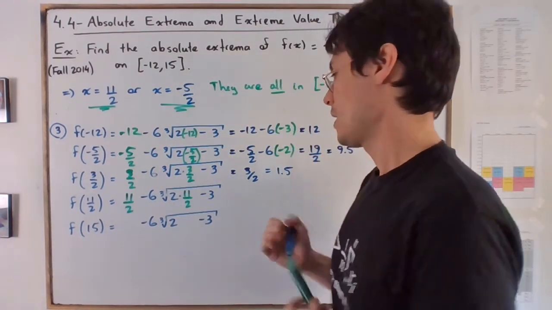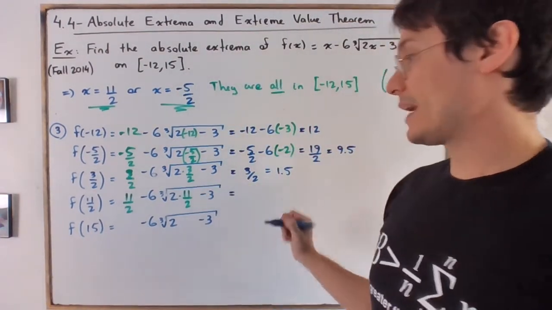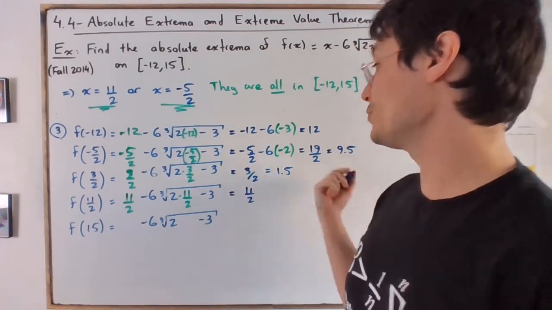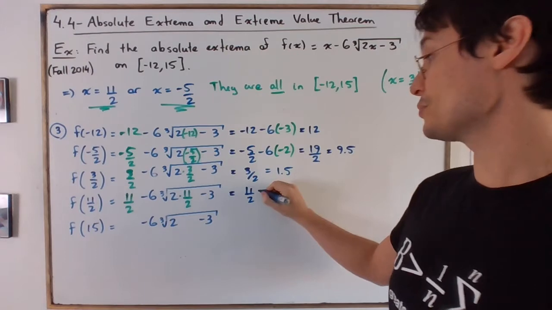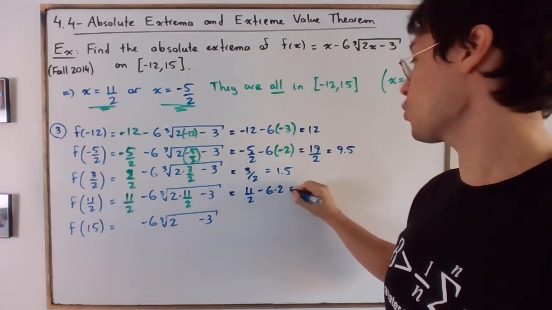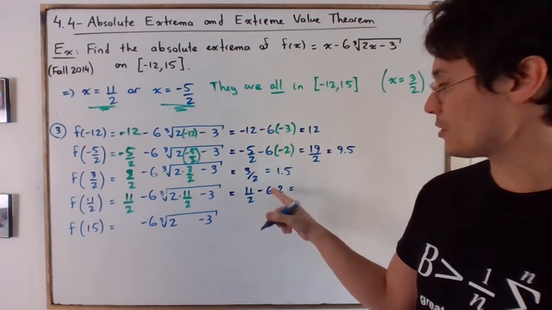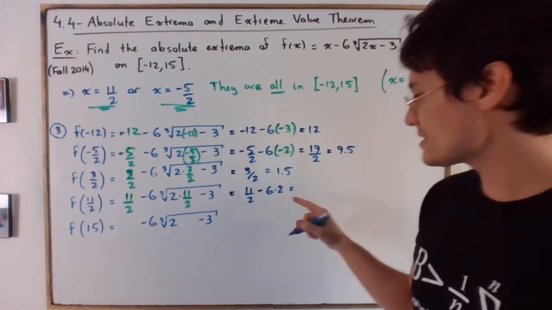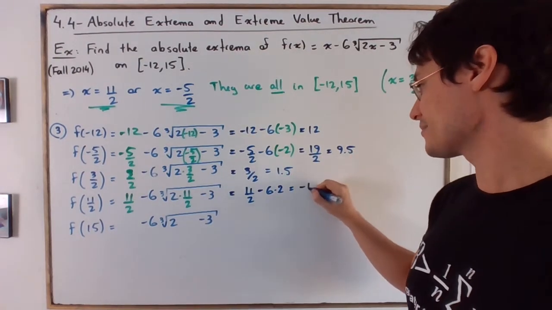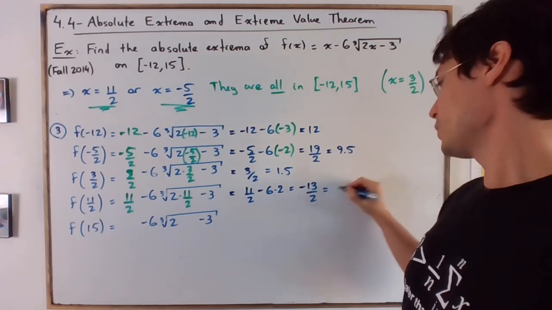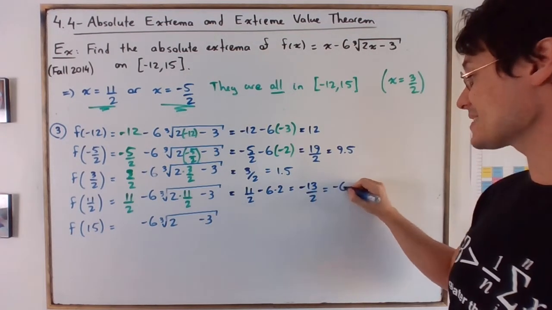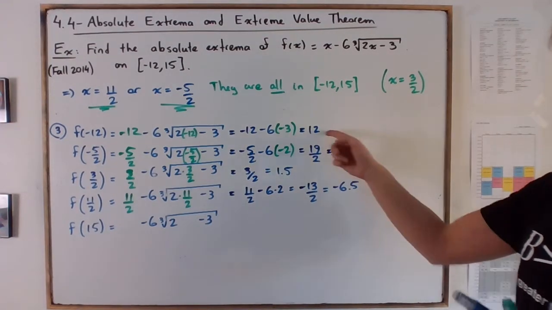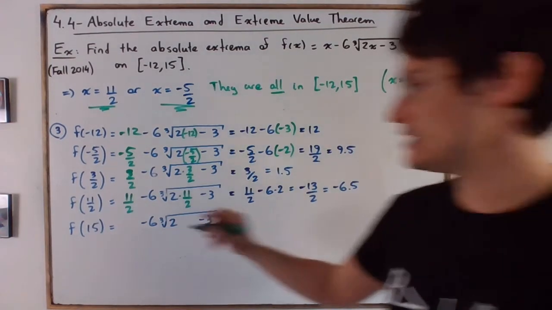All right, so we're going to have 11 over 2, and this will evaluate to 8. Cube root of it is 2, so minus 6 times 2. Oh, we have a new minimum. So this is going to be 12, 24 over 2. So as I can see, that's going to give us negative 13 over 2, which is negative 6.5. Okay, so this is the new minimum. And for now, this is the maximum. Let's have a look at 15.